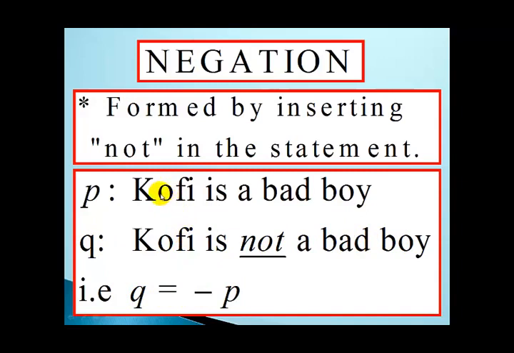So Kofi is a bad boy is statement P. Kofi is not a bad boy is statement Q. So we negate P by inserting not. That is how we form the negation.